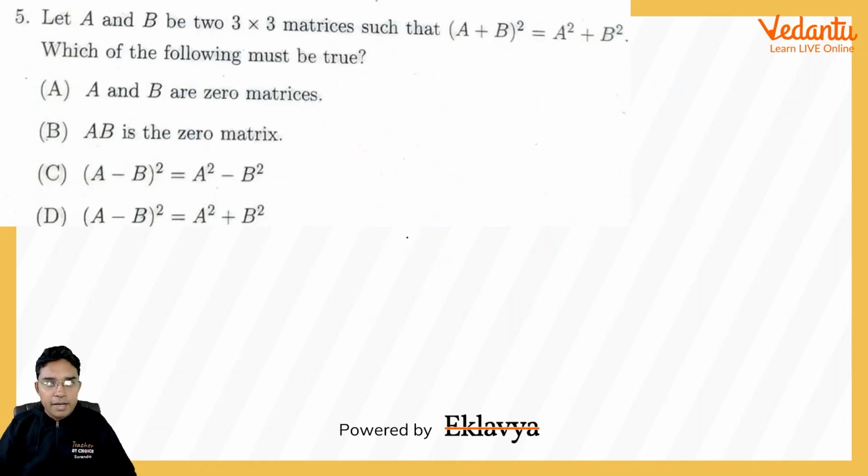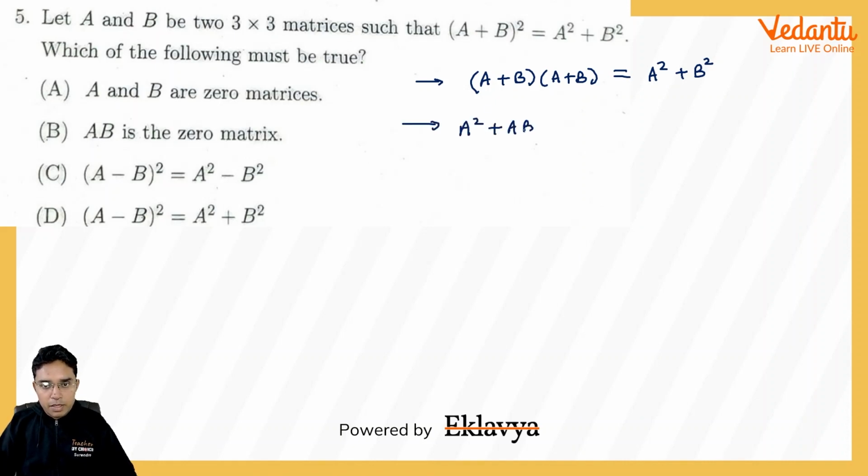Now coming to the next question, that is 5. Let A and B be 3 by 3 matrices such that (A plus B) whole square is equal to A square plus B square. Which of the following must be true? Now this (A plus B) whole square means I will be writing (A plus B) in one bracket and (A plus B) in another bracket, and this is equal to A square plus B square. Now if you multiply them, we will be getting A square plus AB plus BA plus B square, and that is equal to A square plus B square.